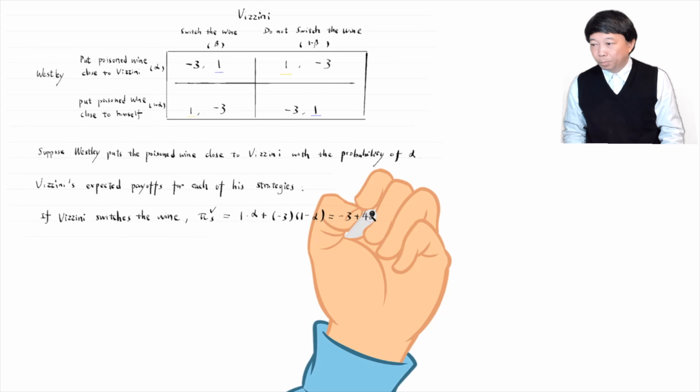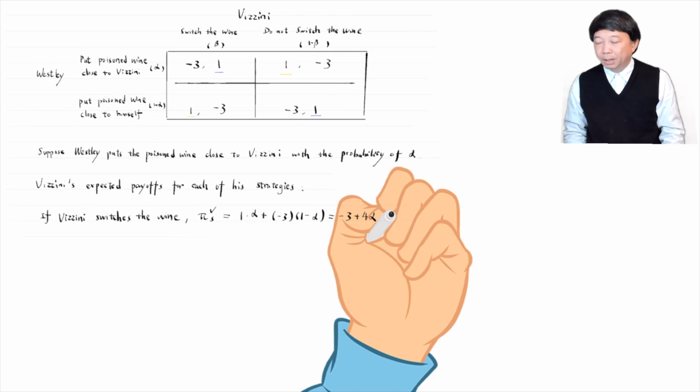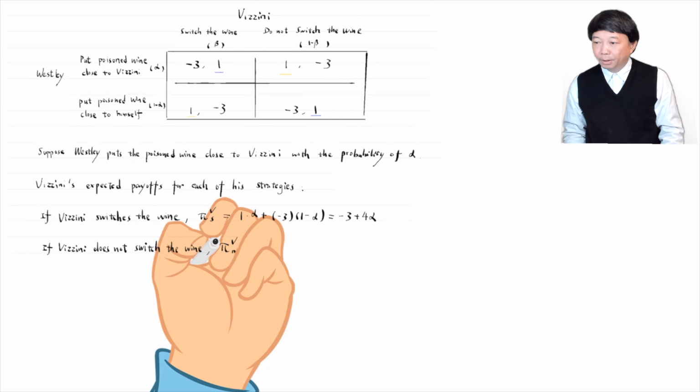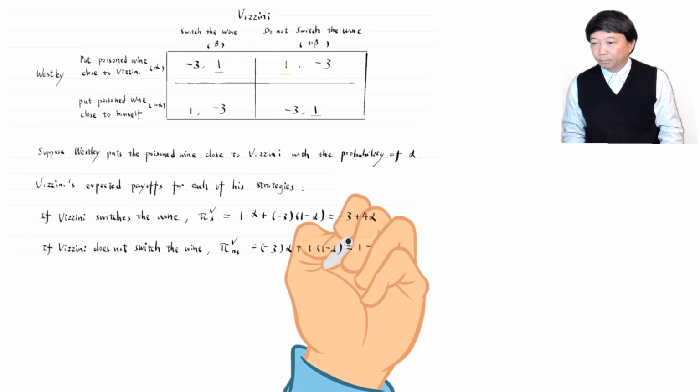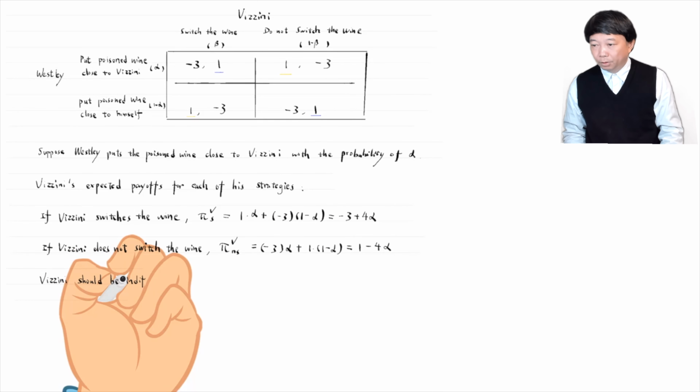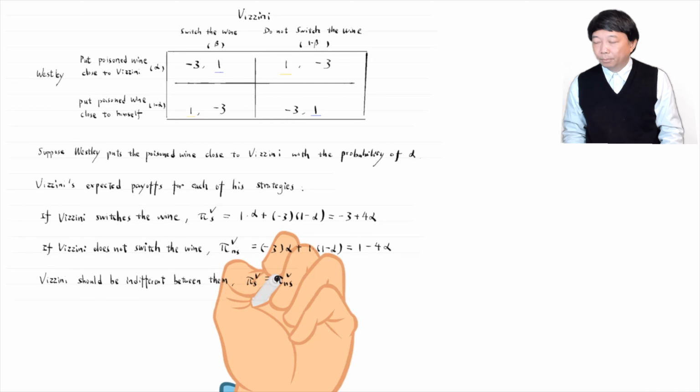the payoff in each possible outcome times the probability of that outcome. It is a function of alpha. His expected payoff for not switching the wine is also a function of alpha. Vizzini should be indifferent between his two strategies. That is, the two expected payoffs should be the same.